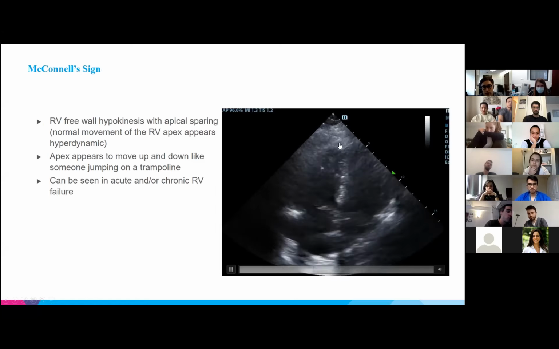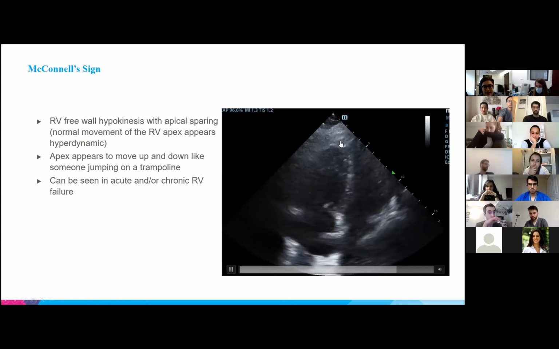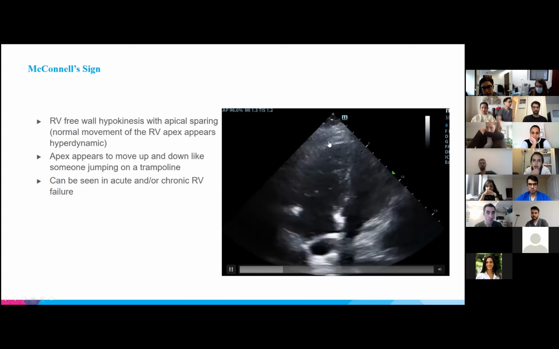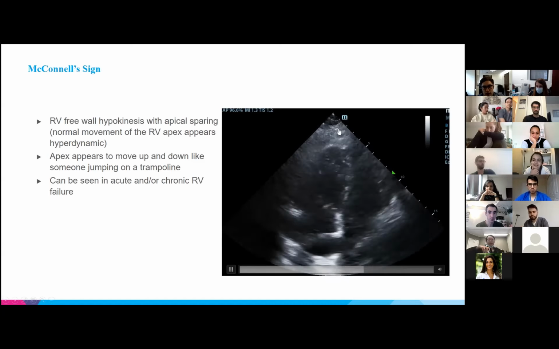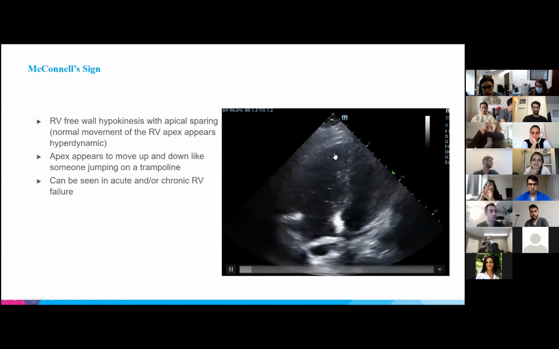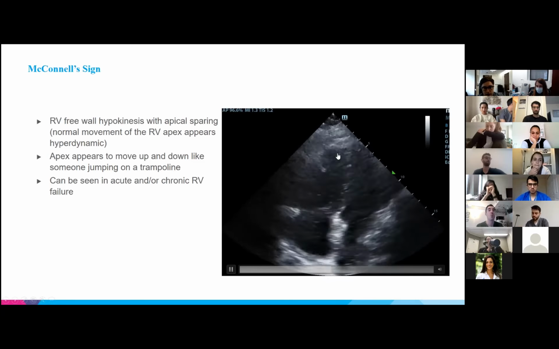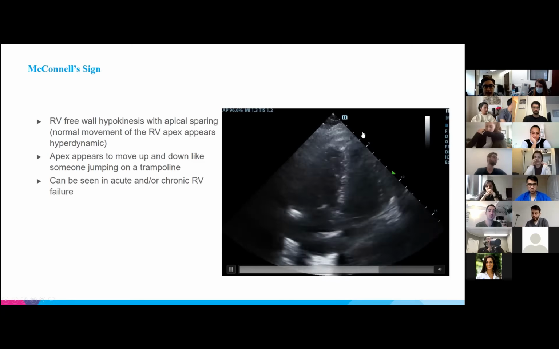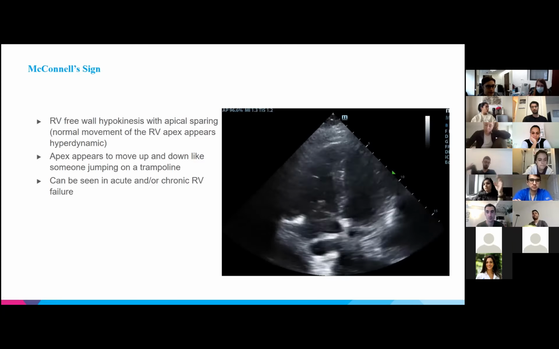And really what you're seeing with McConnell sign is, imagine there's a trampoline at the apex and someone jumping up and down on that trampoline, pushing the RV apex in and out, in and out, in and out. This is actually a real echo of a patient who did have a PERT activation, and these were some of the views that were sent in our group chat. You can really see that the RV apex is moving like a trampoline. You can't really make out the free wall too well, but this would be a patient that does have McConnell sign, so someone we would be worried about having some type of RV dysfunction.